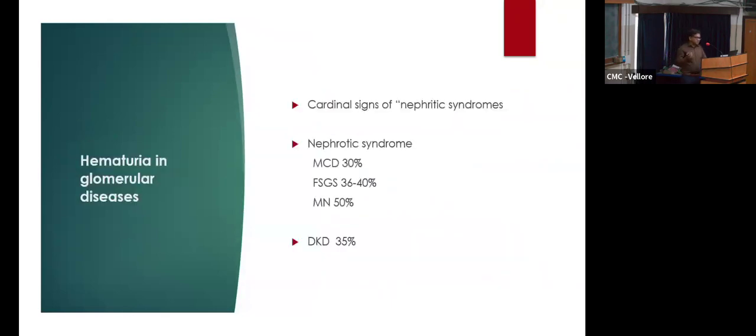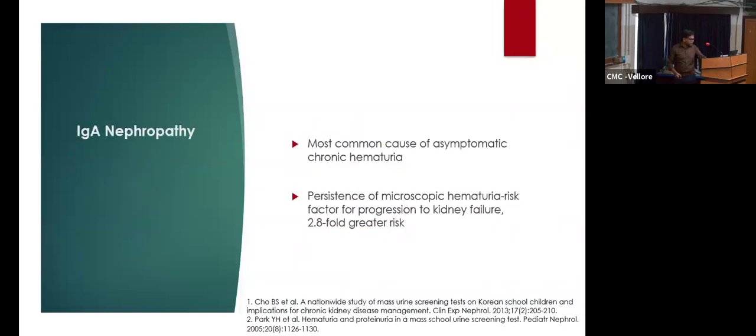In glomerular diseases, hematuria, though it is a cardinal sign of nephritic syndrome, may be found in nephrotic syndrome also. In minimal change disease, it is found in around 30% of patients, in around 40% of patients in another nephrotic condition, and in membranous nephropathy almost around 50% of patients. Even in diabetic kidney disease, we look for hematuria to rule out non-diabetic kidney disease, and it is found in around 35% of patients.